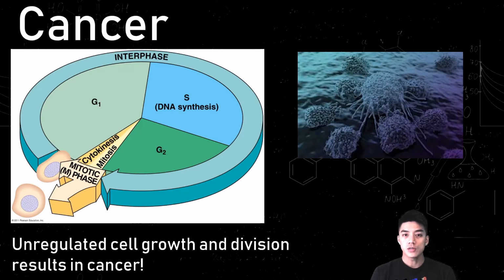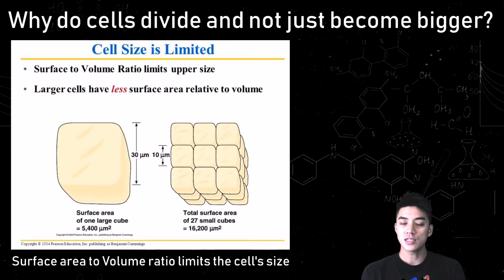In part 1, you learned about the cell cycle and the stages of a cell's life as it undergoes interphase and mitosis to form new cells. In part 2, I'll discuss cancer, which is the unregulated growth and division of cells, which has claimed millions of lives in its existence.